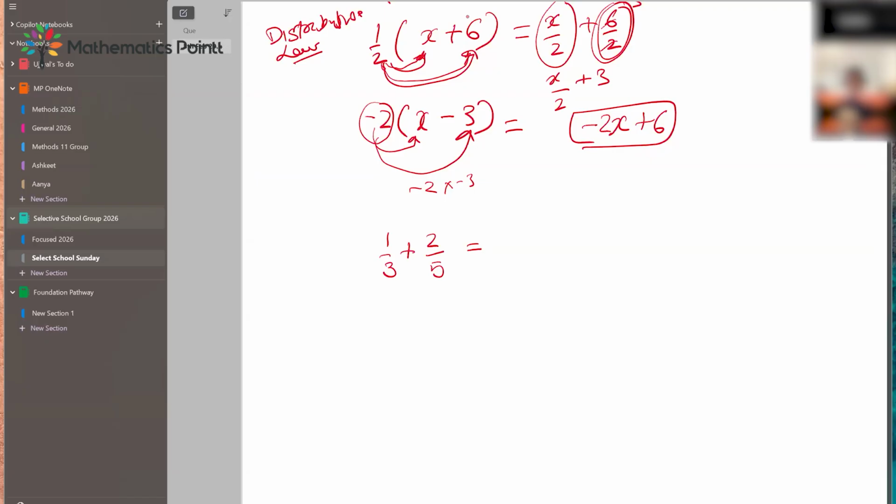11 on 15, a lot of people are saying. Okay, I don't know. Let's see. I will times it by 5 and I'll times it by 5. And I'll times it by 3 and I'll times it by 3. So this becomes 5 on 15 plus 6 on 15 makes it 11 on 15. Good job. This is basic fractions.